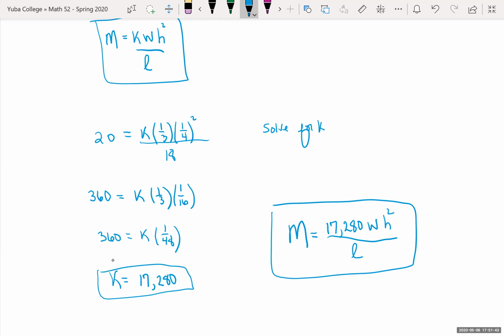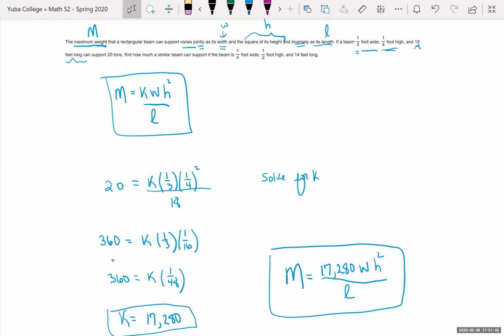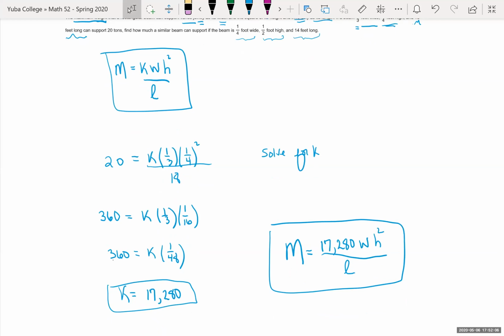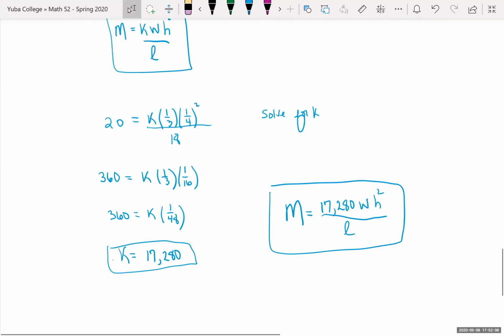And so going back to see what they are asking now. How much can a similar beam support if the beam is 1/4 foot wide, so W is 1/4, 1/2 foot high and 14 feet long? Okay, so we have the width is 1/4.